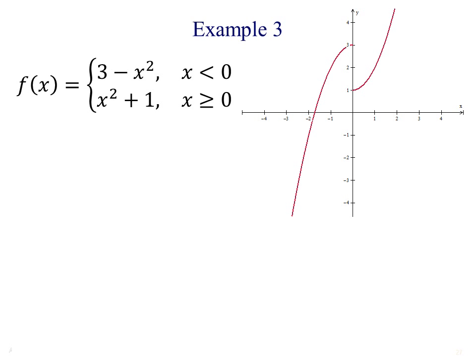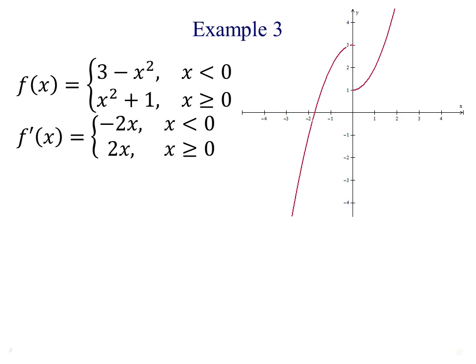So the first 3 pieces where we take the derivative and set it equal to 0 do not apply in this case because the function is not continuous at 0. We can, however, take the derivative and study the endpoints. To take the derivative of the function, you just take the derivative of each piece. The derivative of 3 minus x squared is negative 2x. The derivative of x squared plus 1 is positive 2x.